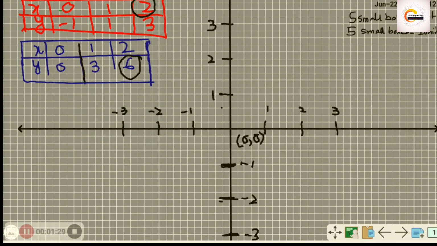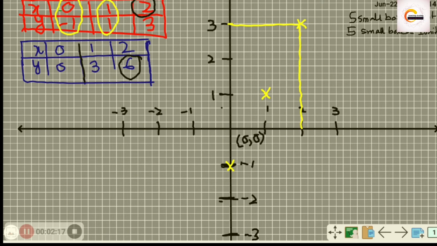Let's plot these points. The first point is (0, -1). Okay, (0, -1) is here. This is the first point. Now the second point is (1, 1). That means it's going to be here. And the third point is (2, 3): 2 on the x-axis and 3 on the y-axis. So it's going to be here, right? (2, 3). So, these are 3 points.